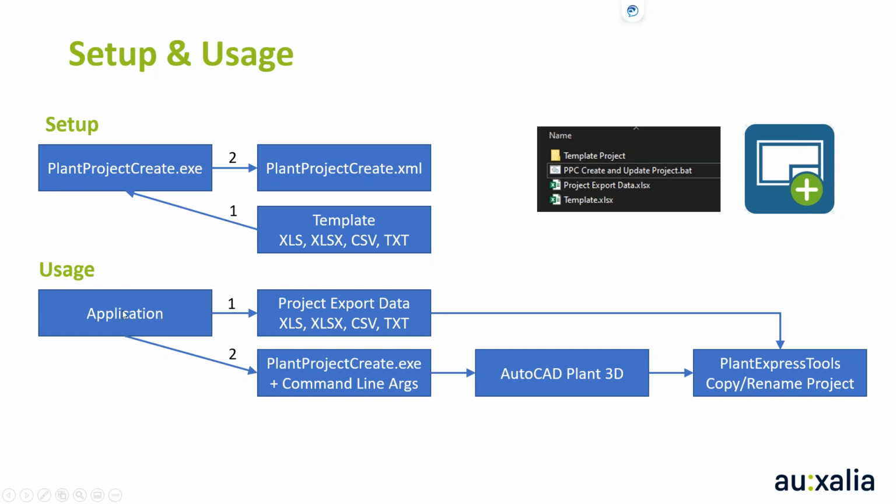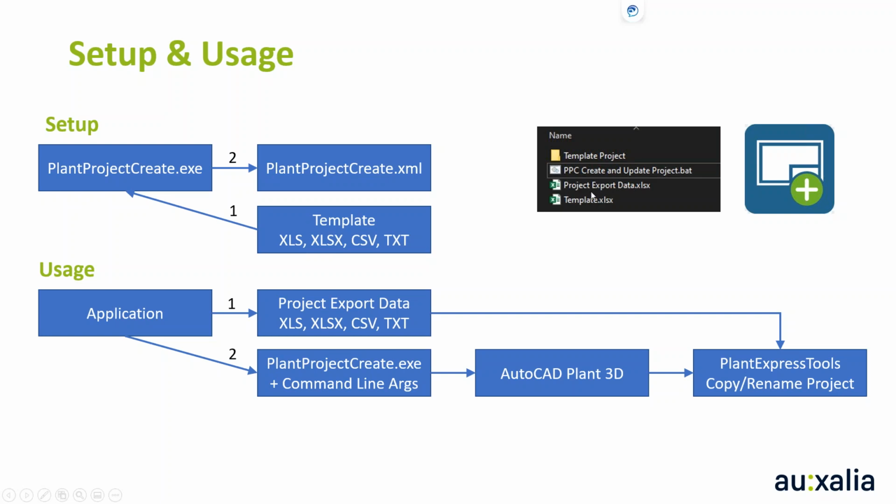Then, once the setup is done, the application has to go through two steps. First, it needs to export again, as an Excel, CSV, or text file, the actual project data, like the real project path, the real project number, and so on. All these properties and settings need to be exported. And I have this file here as an example. And this contains the actual project data.